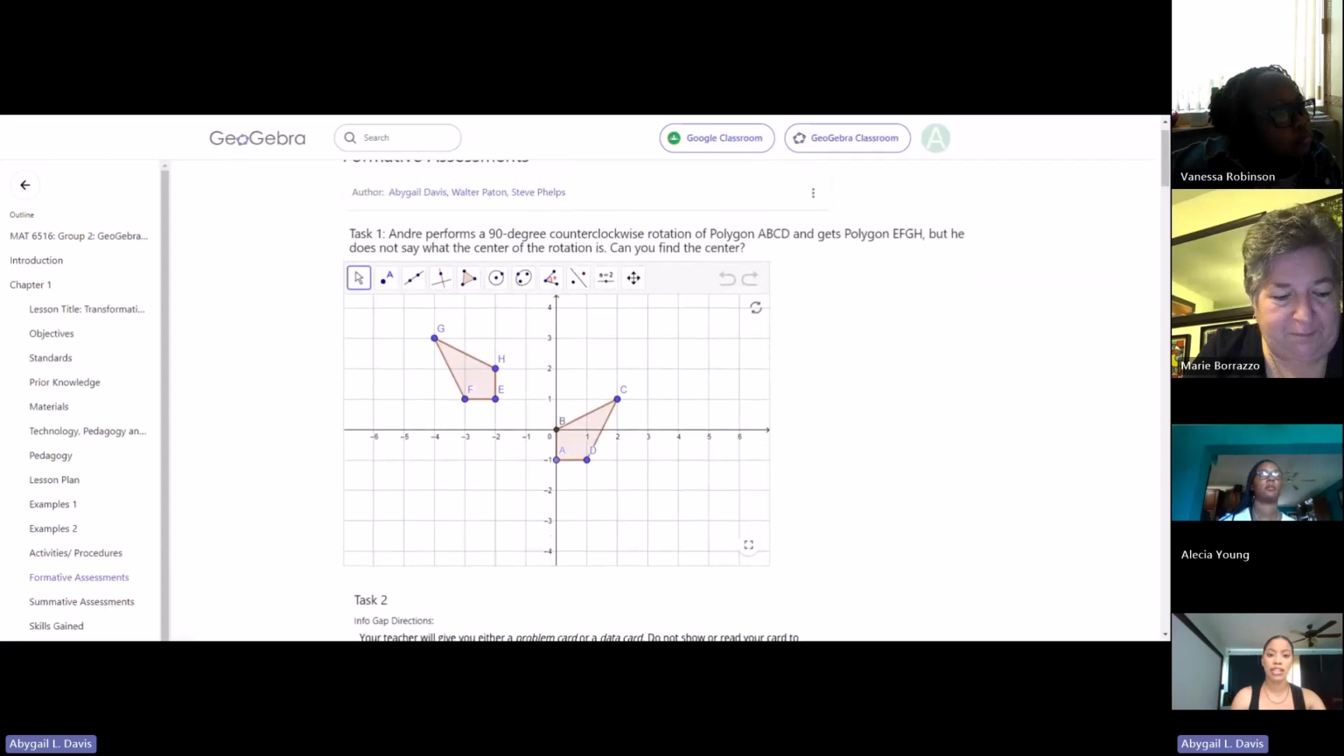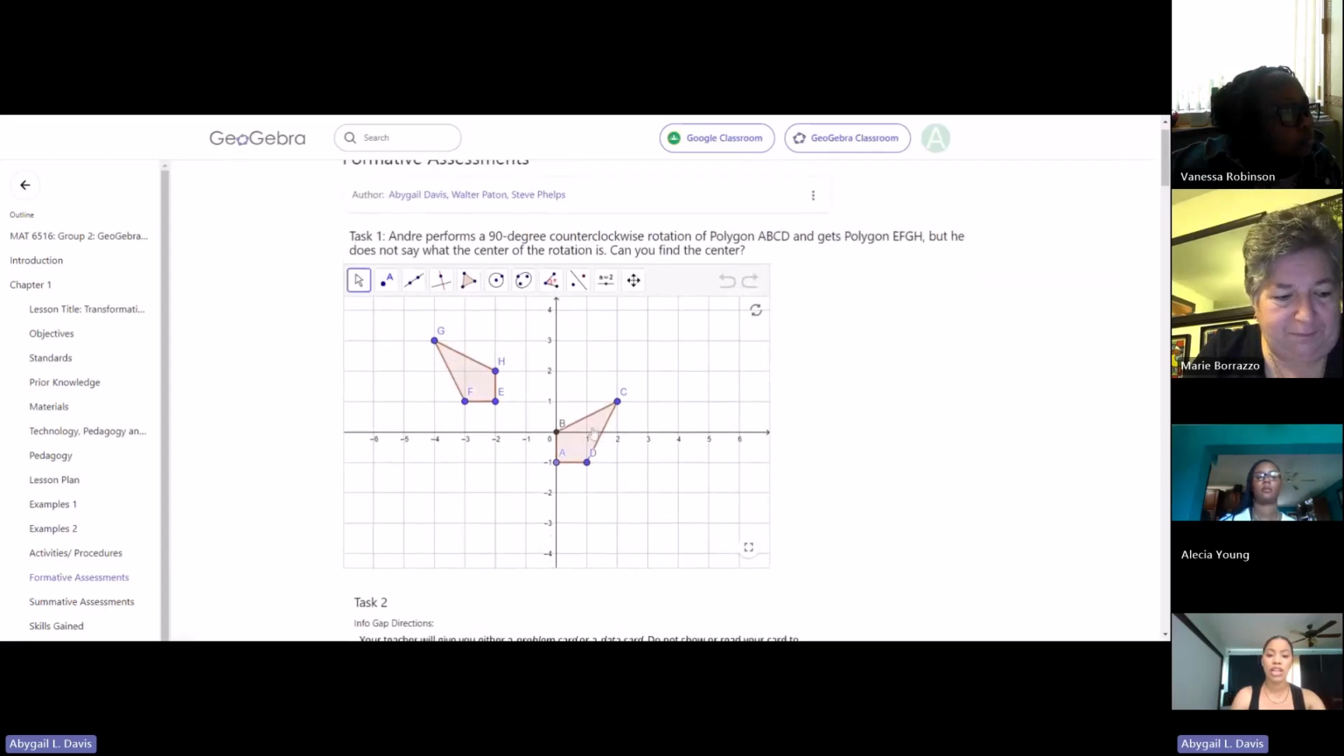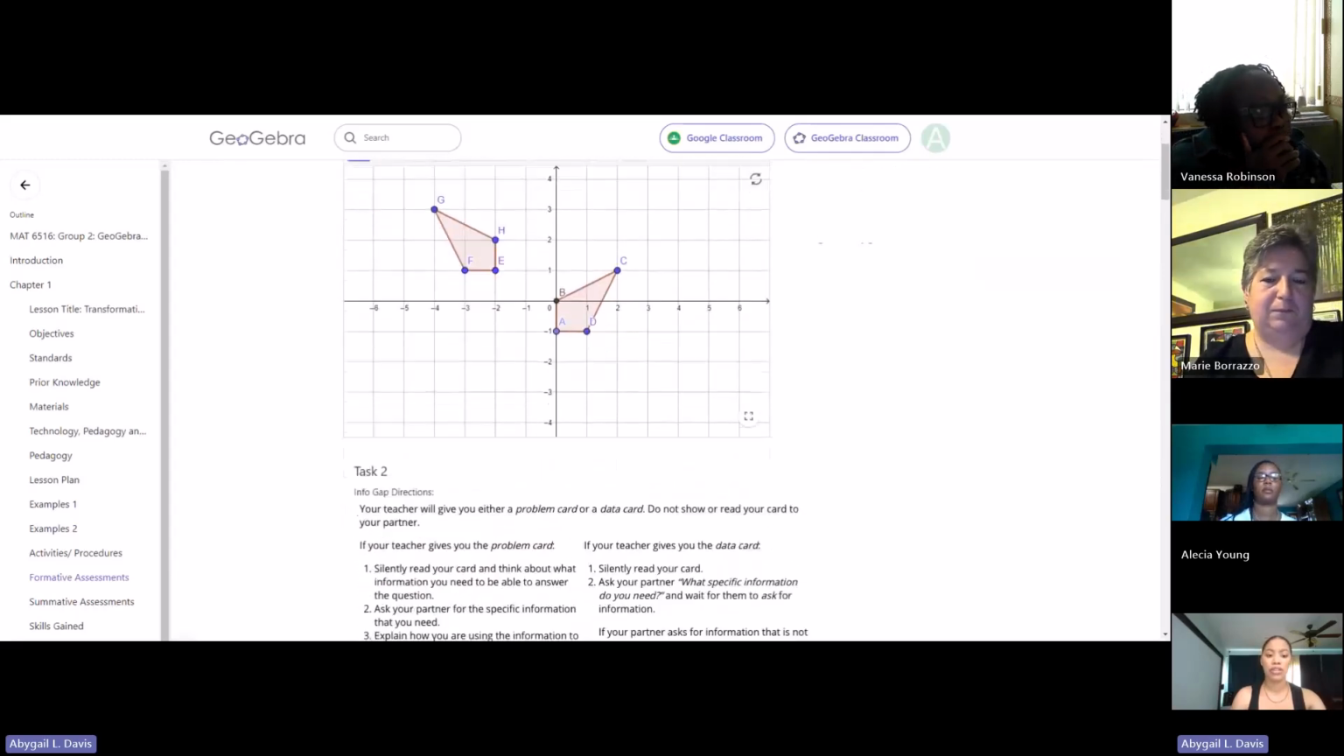So the first task is really to find the center of rotation. So that's something that they can do themselves, or they can work together with their groups, discuss what they think the center of rotation is, because it's not necessarily obvious. And so they can work together there.